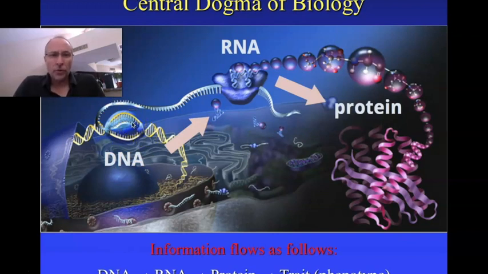Now, there's a few things we have to understand before we get to the next step, which is where the RNA is read by the ribosomes and made into the protein. We have to take this messenger RNA and process it a little bit first. So we're going to study that first, and then we're going to get into the mechanism of making the protein. And then finally, we'll get into the trait and what the protein does to make the trait.